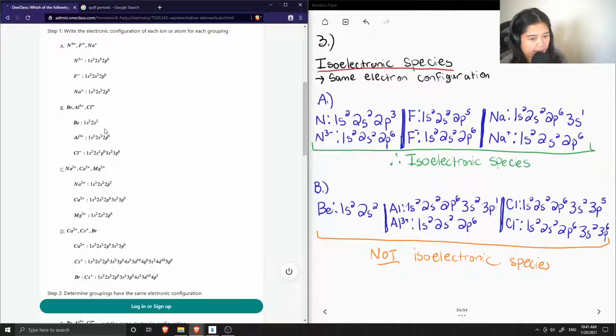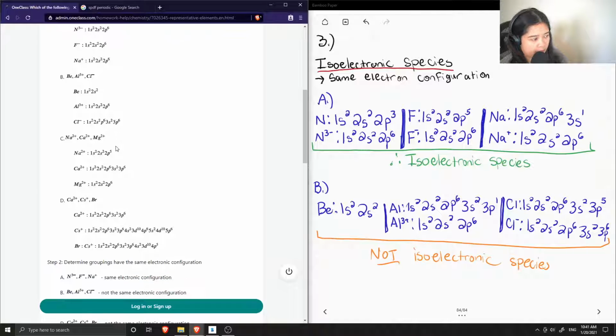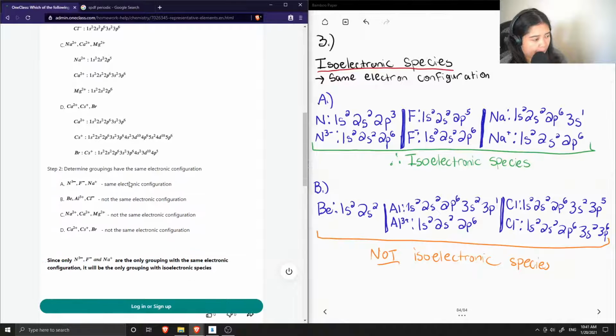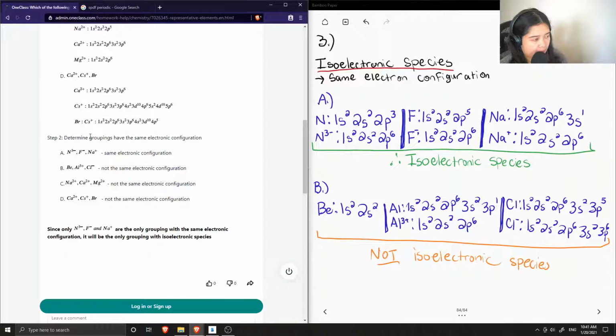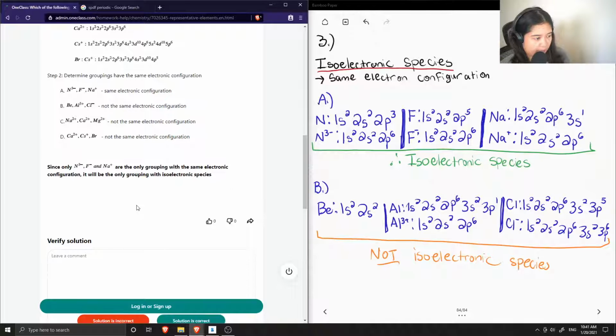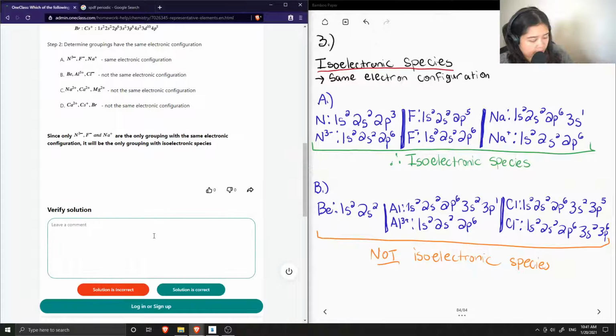This was option B, which were all different. And if we were to do option C and option D, you can see that all of their electron configurations would all be different as well. So step 2, determine groupings that have the same electronic configuration. And they found that it was option A. So this solution is correct.